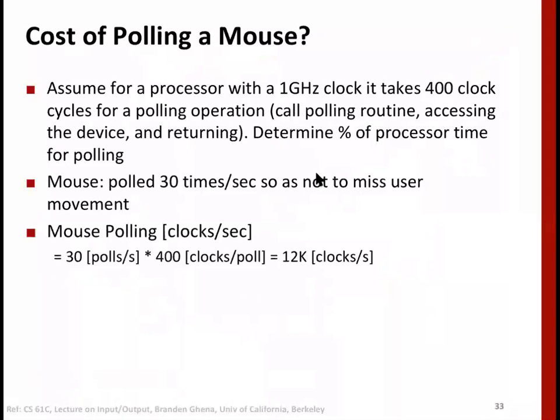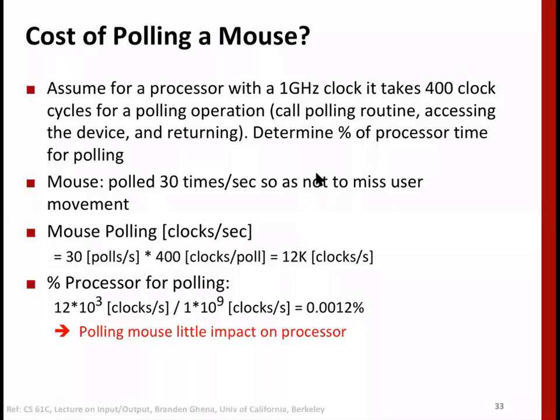Okay, now let's look at another example for 2 minutes and we'll close. Cost of polling a mouse. We are coming to two cases where we say this method is good or bad. We see that because the mouse generates very slow data.